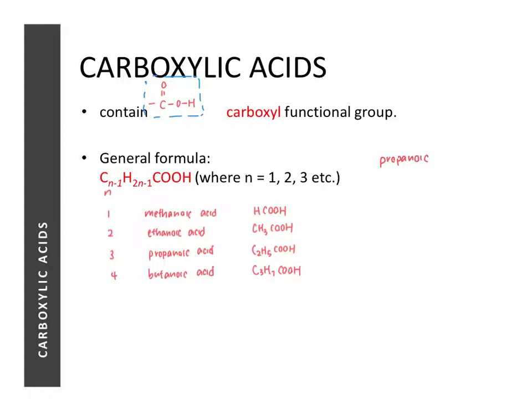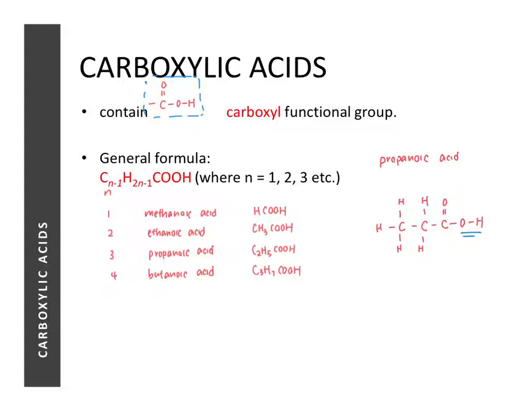So propanoic acid has the following functional group: COOH. Reminder to show the bond between O and H. Okay, propanoic acid contains 3 carbon atoms. There's already 1 in your COOH, so we need to add 2 more, and we are going to fill up the rest of the bonds with hydrogen.